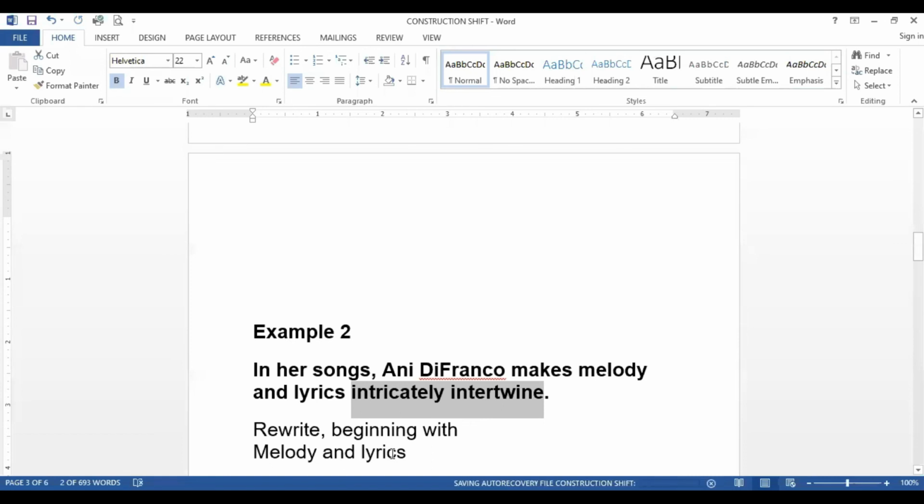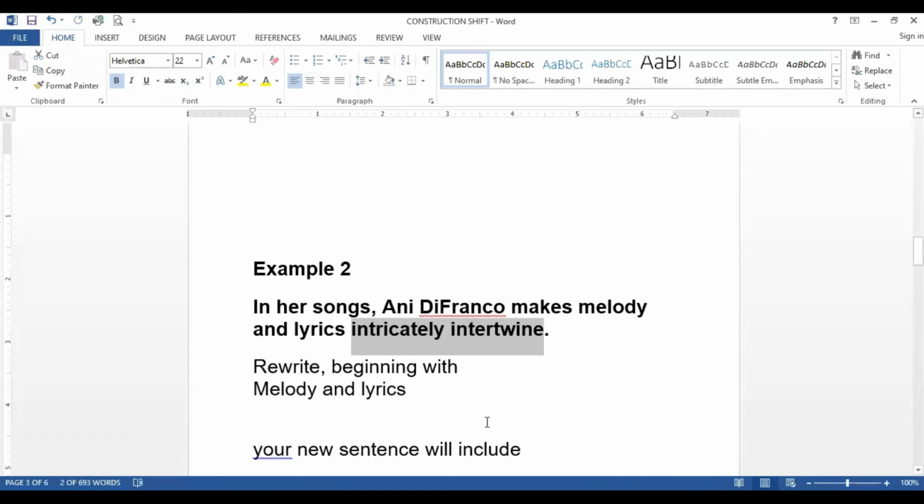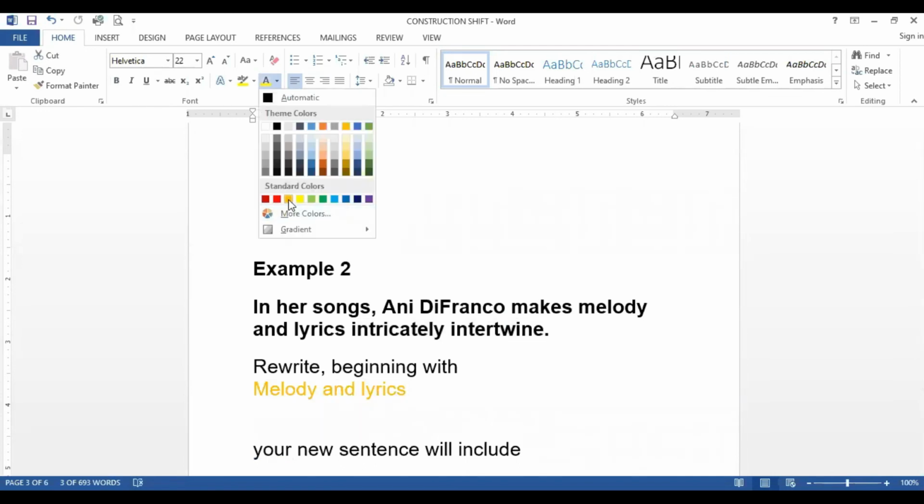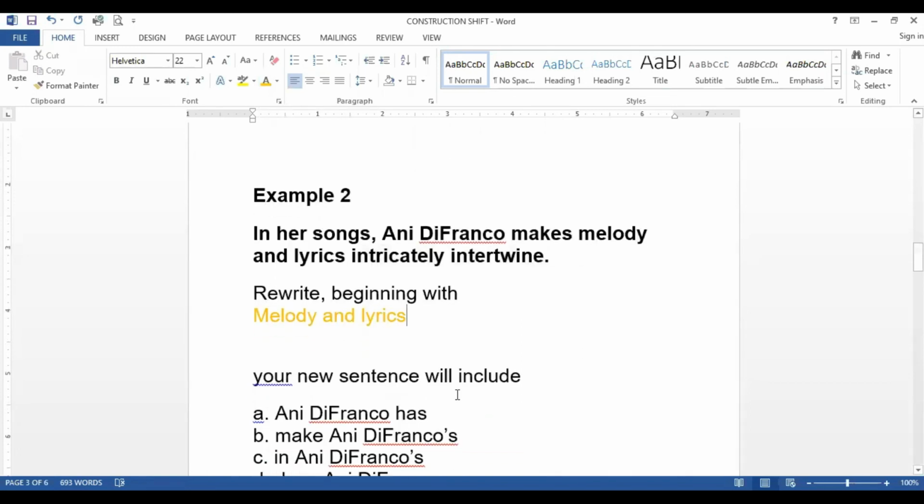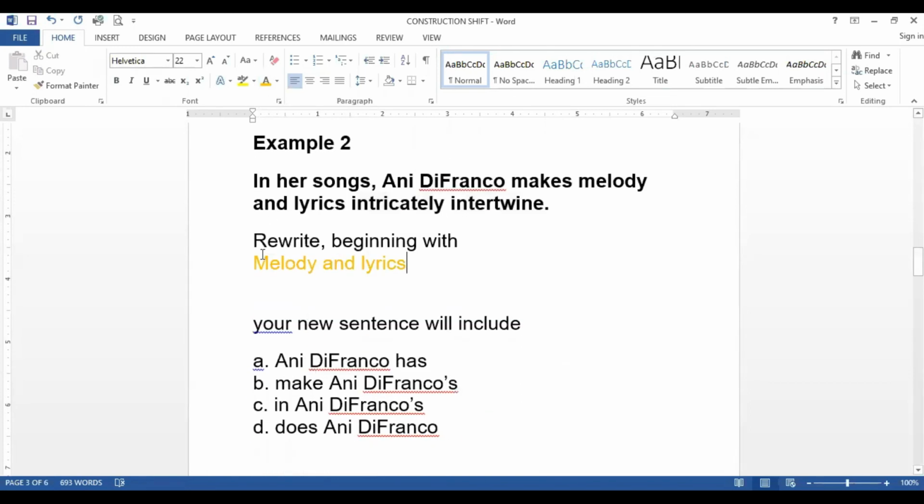So the instruction is saying to rewrite beginning the sentence with melody and lyrics. So we're not starting with in her songs. We're starting the sentence with melody and lyrics. So we need to ask ourselves, what does she do with the melody and lyrics? So what will your new sentence have? Melody and lyrics, Annie DiFranco has. Melody and lyrics make Annie DiFranco's songs intricately intertwined. Is it the melody and lyrics that makes the song intertwined? Remember the saying, in her songs, she does something with it, right? Melody and lyrics in Annie DiFranco's songs are intricately intertwined. That's C. And then we have melody and lyrics.